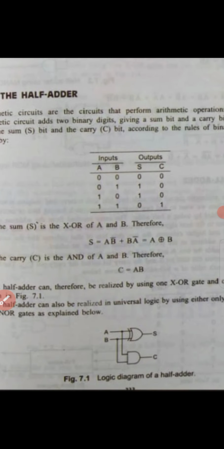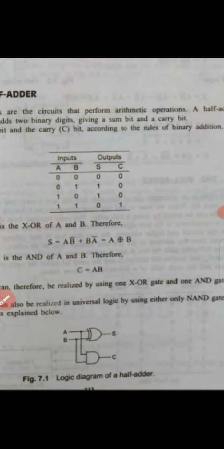Half adder is a circuit which just adds 2 bits and produces 2 outputs, sum and carry. The truth table for half adder is here. When both are 0, 0 plus 0, it gives sum 0 and carry 0. 0 plus 1 means 1, 1 plus 0 means 1, 1 plus 1 means 10. So it propagates the 1 to the carry and produces sum as 0.